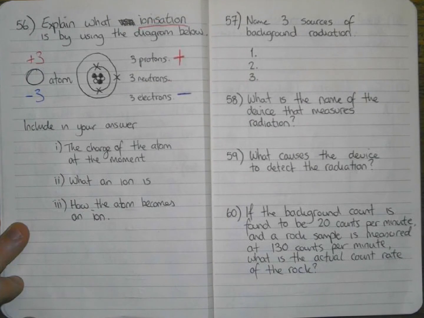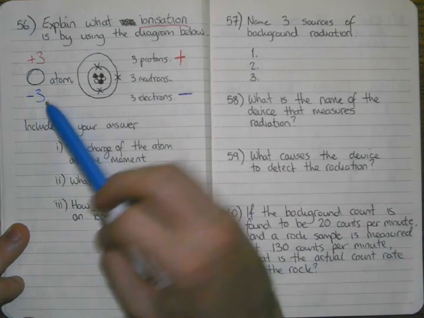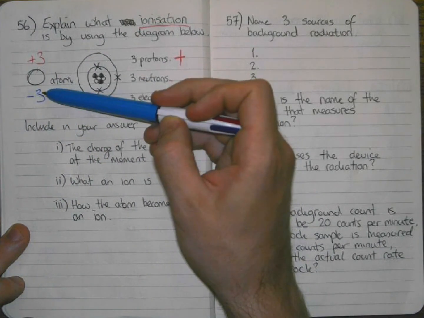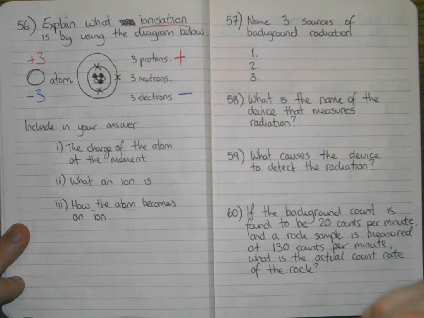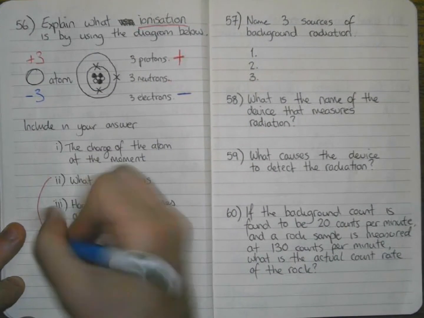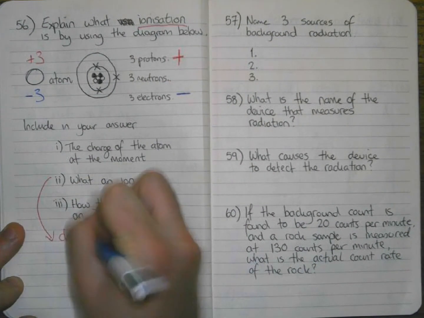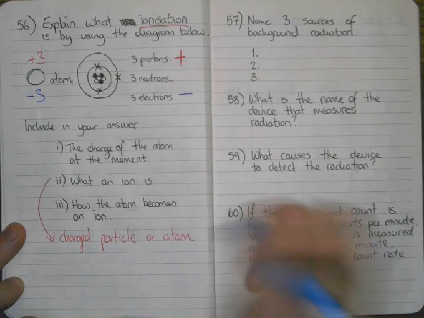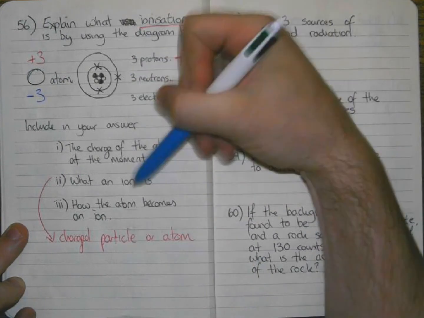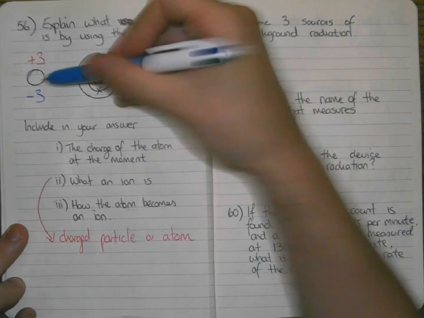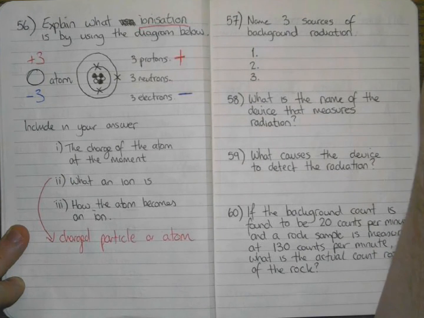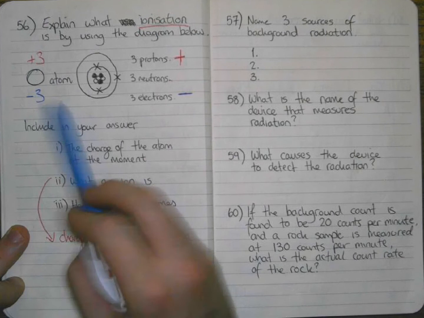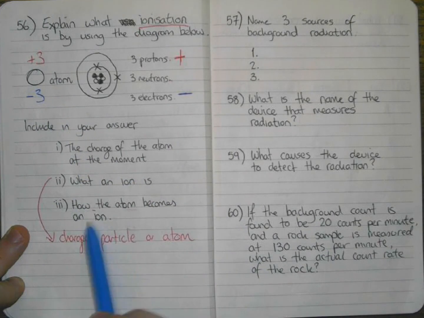Now ionisation is where the number of electrons gets changed and therefore it's not balanced out with the protons. So an ion is a charged particle or a charged atom. At the moment, the charge of our atom is 0, therefore it is not an ion. So if we know that an ion is a charged particle or atom, then we're going to have to change this number. How does it become an ion?